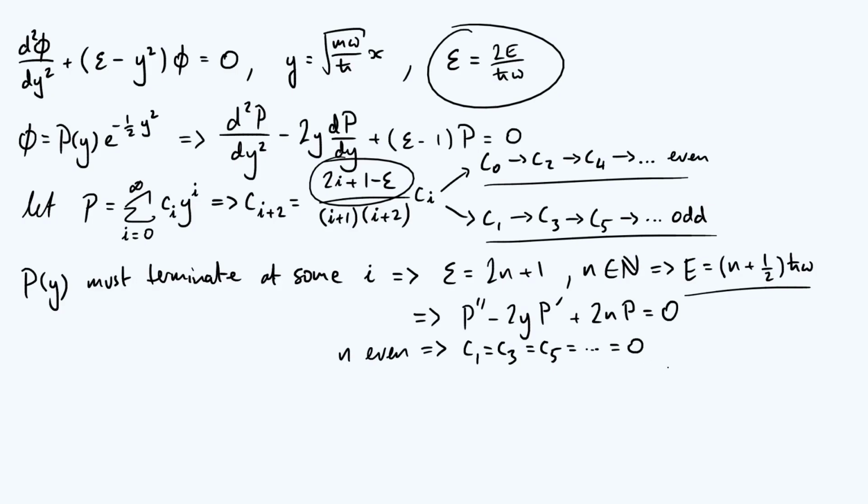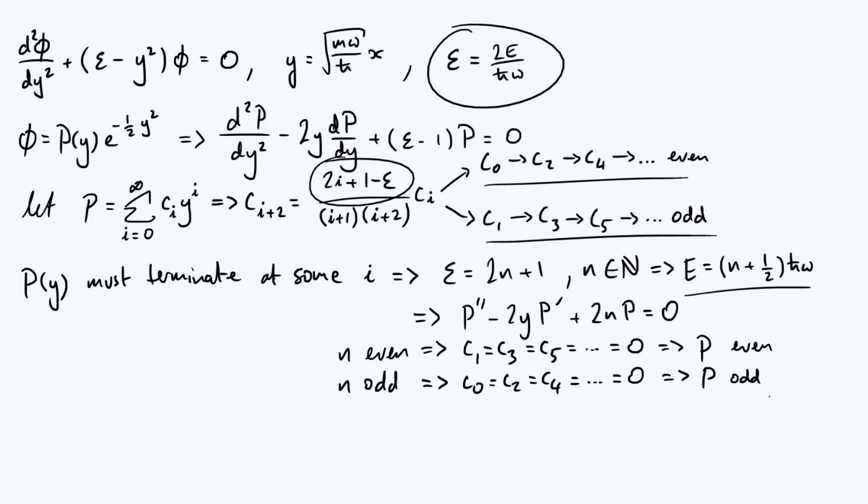So if n is even, that means that P itself is an even function, and by extension phi itself is an even function, right? Because phi is P times this e to the minus a half y squared, and if both of those are even functions, then phi is an even function. So for even values of n, your wave function is an even function. You can probably guess what's coming next, but if n is odd, we can make exactly the same argument, but this time the even coefficients are forced, in fact even C0, to be 0. Otherwise, your even solution would become infinitely large. And so your P function and your phi function would have to be odd functions.